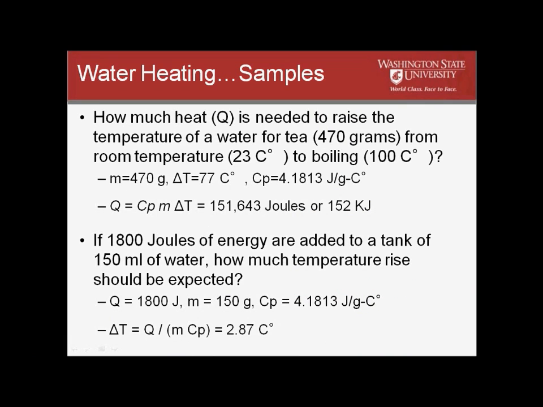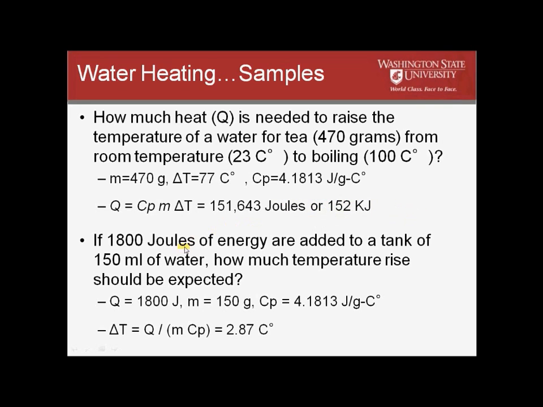Here are a couple of typical examples. Water for tea: if you're not sure how much heat it takes to raise the temperature from room temperature to 100 degrees C, let's take a look at that. In this case, if it's about 470 grams of water, about 500 milliliters, we want to raise it about 77 degrees C or degrees Kelvin. Room temperature is about 23, boiling is about 100, and if we apply these ideas and the specific heat, we'll get 152 kilojoules necessary to raise the temperature of water for tea.